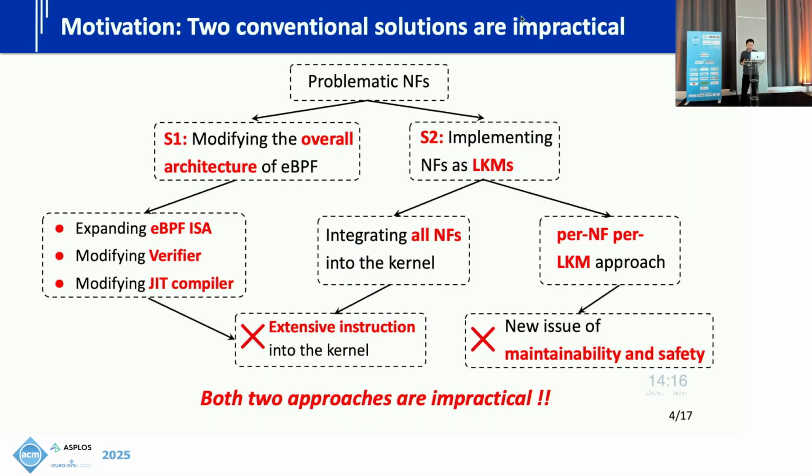And secondly, we can implement all problematic network functions within the kernel. However, integrating all network functions into the kernel may require deep changes to the kernel. And the per network function, per kernel module approach may raise new issues of maintainability and safety, as we should take care of numerous kernel modules. So in short, both solutions undermine the core benefits of eBPF, its efficiency and flexibility, and are impractical.